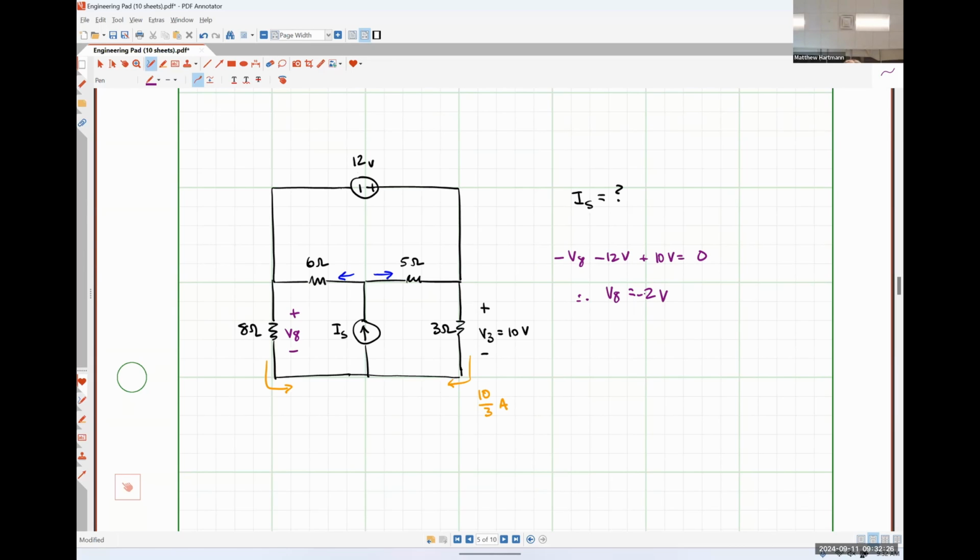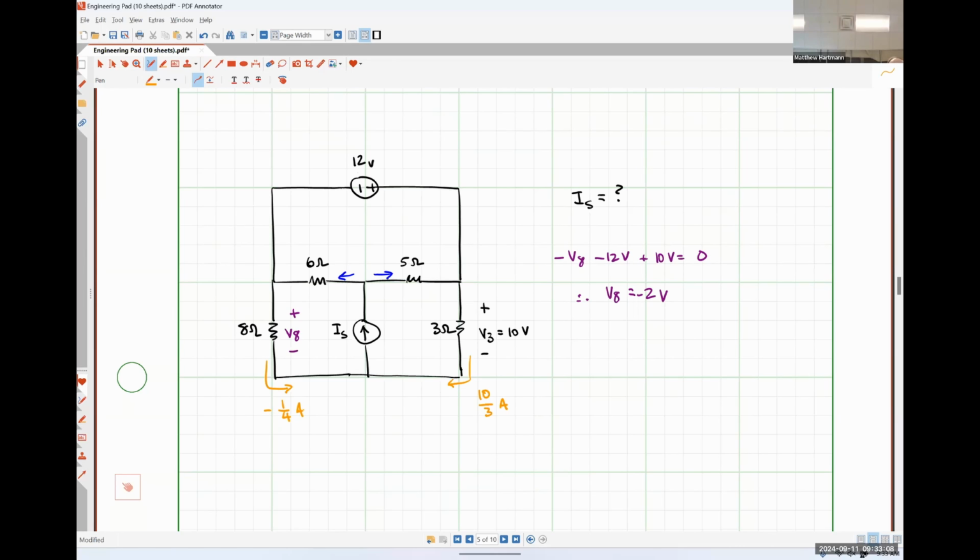Are we okay with that? Okay. So now let's use Ohm's law and tell me what the current flowing down through the 8 ohm resistor is. Will it be 1/4 or negative 1/4? So it's going to be the voltage V8, which is negative 2 volts, divided by 8 ohms. So we will get negative 1/4 because the current is flowing into the positive polarity terminal, but the voltage is negative, which is why we get a negative number. So negative 2/8 or negative 1/4 of an amp.